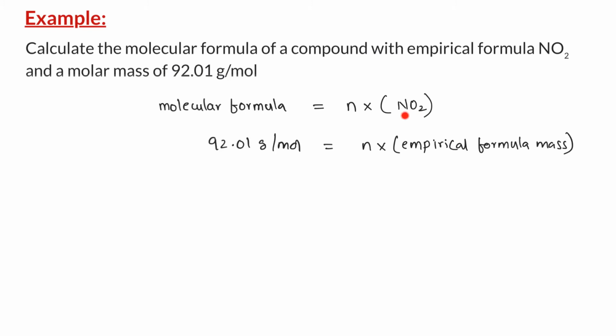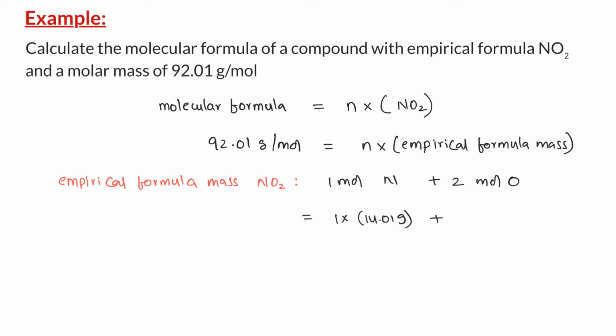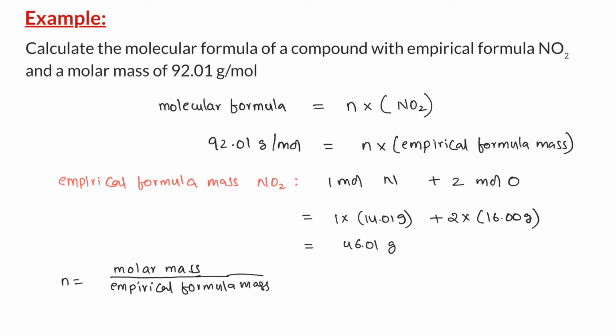If we know the empirical formula, we can calculate its empirical formula mass. The empirical formula has 1 mole of nitrogen and 2 moles of oxygen. 1 mole of nitrogen weighs 14.01 grams and 2 moles of oxygen weighs 2 times 16.00 grams. If we do the math, we get 46.01 grams. Now we know the molar mass and the empirical formula mass. To get the whole number, we divide the molar mass by the empirical formula mass, that is 92 divided by 46. So the whole number multiple is 2.